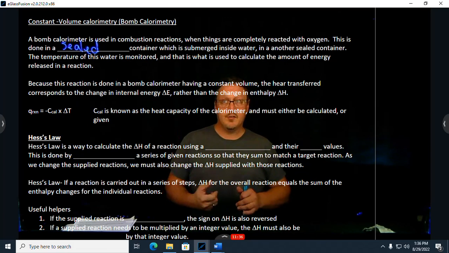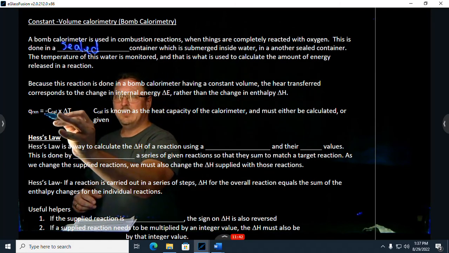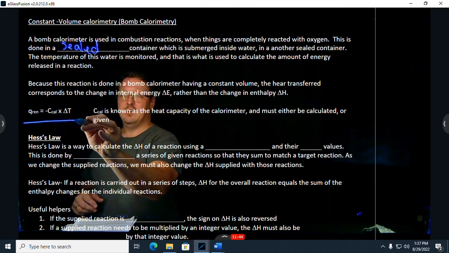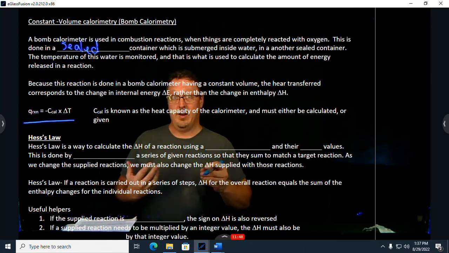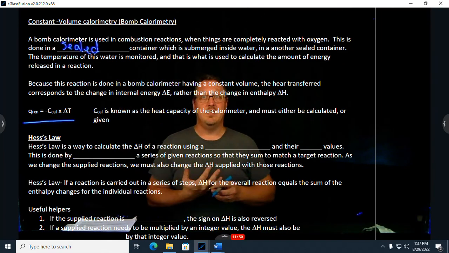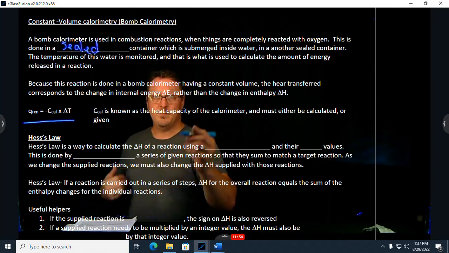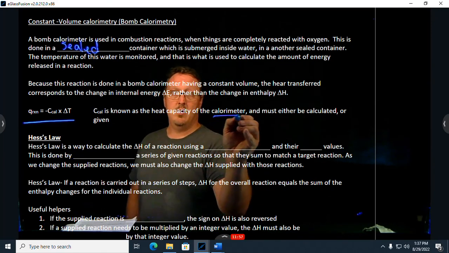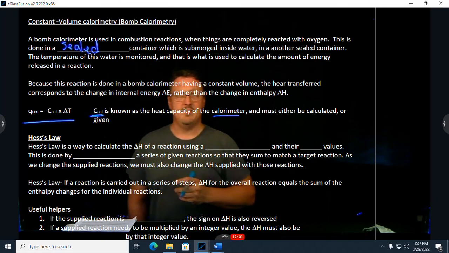The heat transfer corresponds to the change in the internal energy rather than to the change in the enthalpy. So if we end up doing it, Q reaction is equal to the negative C of calorimeter times the change in temperature. Okay, and so C cal is the heat capacity of this calorimeter, and it's either going to be calculated or given. And so we'll see how we end up doing this in lab this year. I might just give you a value, or we might have to calculate one too.